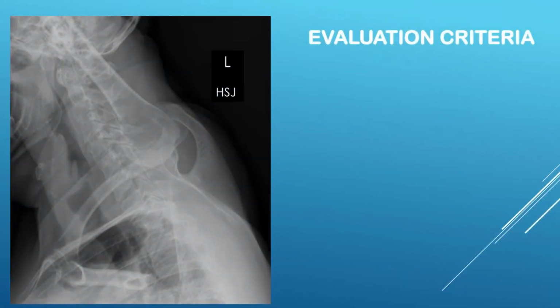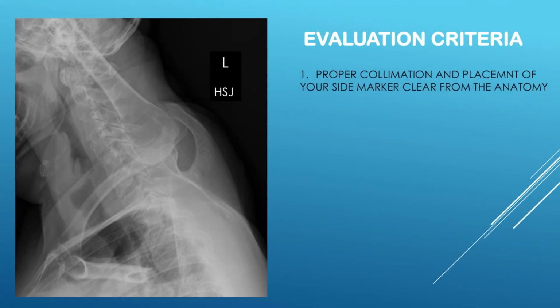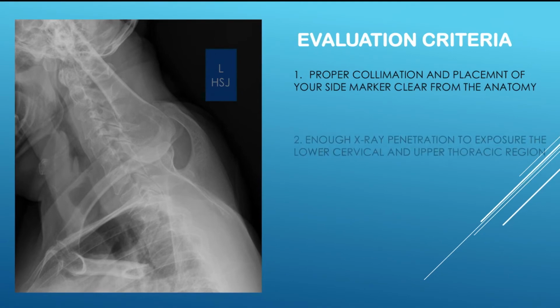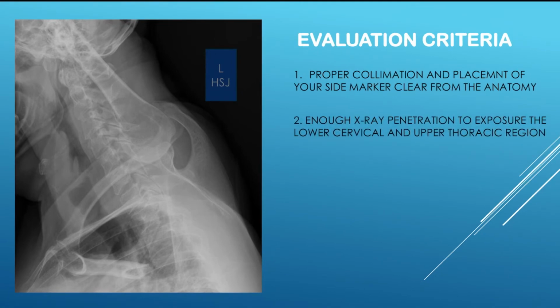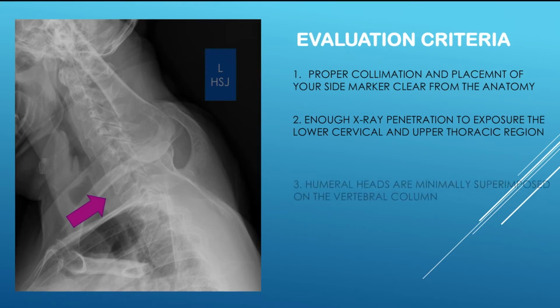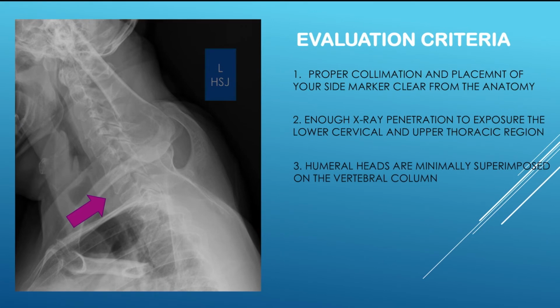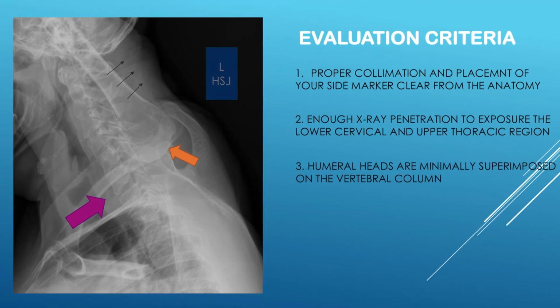To make sure that everything goes swimmingly for the radiologist, after completing your image of the cervicothoracic region using the swimmer's technique, you're going to want to double check everything is up to par by going through your evaluation criteria, which are as follows. Evidence of proper collimation and presence of the side marker placed clear of the anatomy of interest. Adequate X-ray penetration through the shoulder region, demonstrating the lower cervical and upper thoracic vertebra not appreciably rotated from the lateral position. Humeral heads are minimally superimposed on the vertebral column, and bony trabecular detail and surrounding soft tissues are shown clearly.